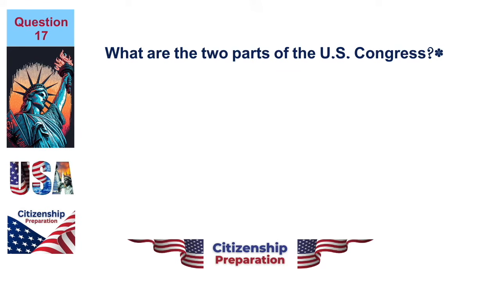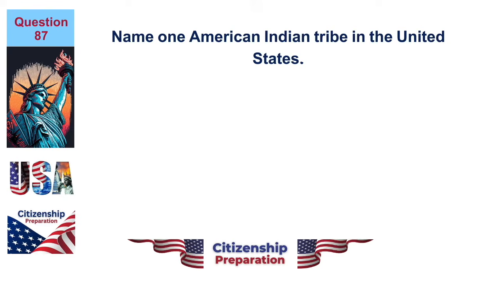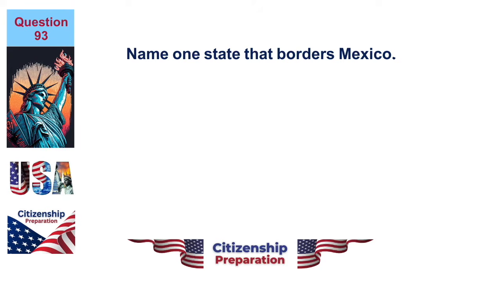What are the two parts of the U.S. Congress? The Senate and House of Representatives. Name one American Indian tribe in the United States. Cherokee. Name one state that borders Mexico. California.